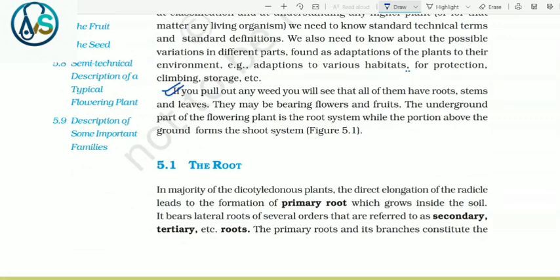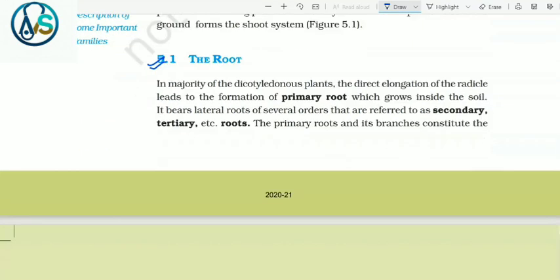If you pull out any weed, you will see that all of them have roots, stems and leaves. They may be bearing flowers and fruits. The underground part of the flowering plant is the root system, while the portion above the ground forms the shoot system. 5.1 The root. In the majority of dicotyledonous plants, the direct elongation of the radicle leads to the formation of the primary root, which grows inside the soil.